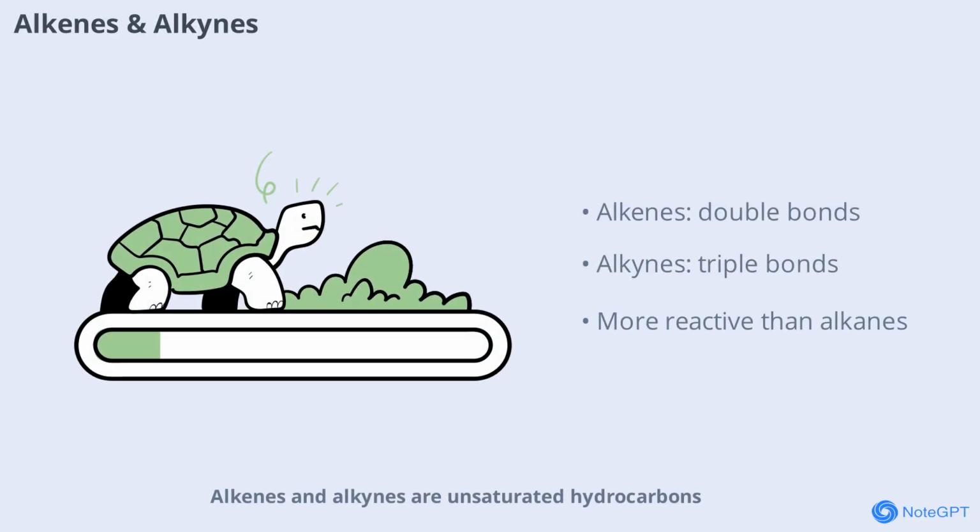Alkenes and alkynes are unsaturated hydrocarbons. Alkenes have at least one double bond, general formula CnH2n, while alkynes have at least one triple bond, general formula CnH2n-2. These multiple bonds make them more reactive than alkanes. We'll explore their structures, naming conventions, and some common examples like ethene and ethyne. Understanding the differences in bonding helps explain their unique chemical behaviors.